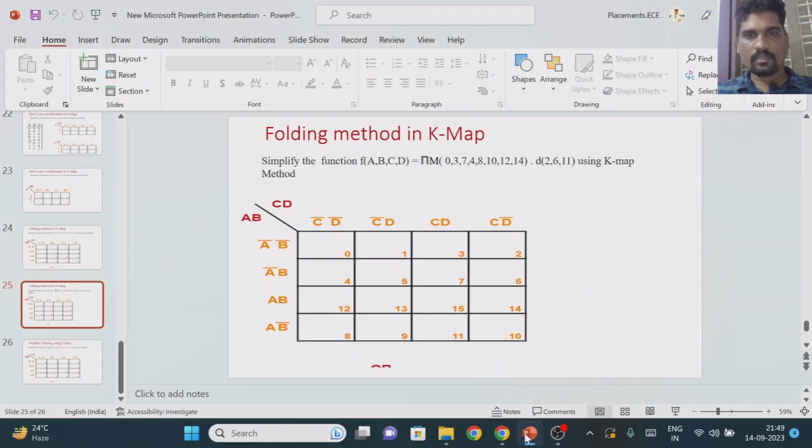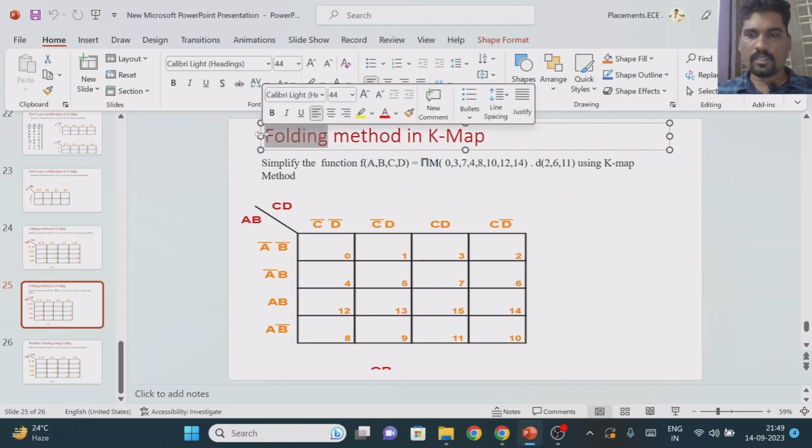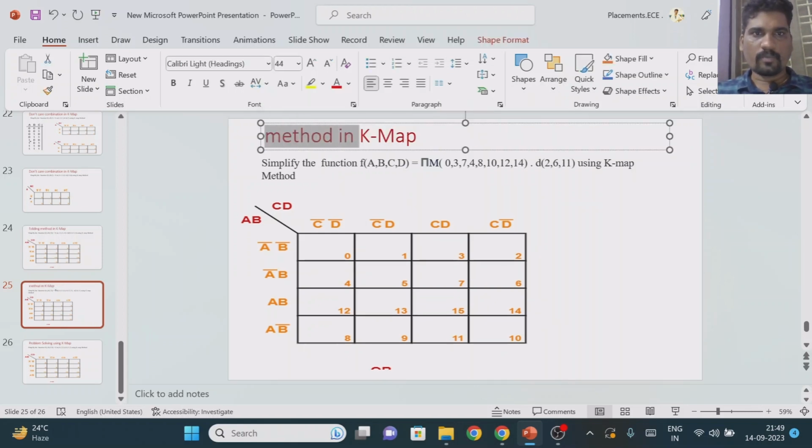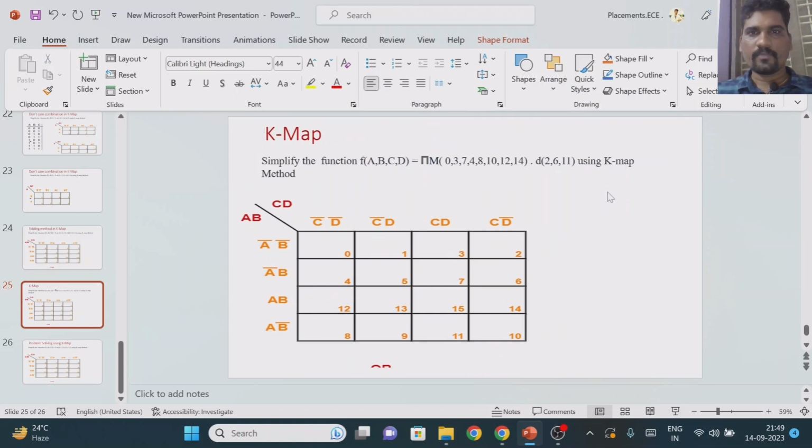Hello guys, the learning outcome of today's class is how to plot the given function in terms of the POS function, not the folding method. How to plot the given function in terms of the POS function.